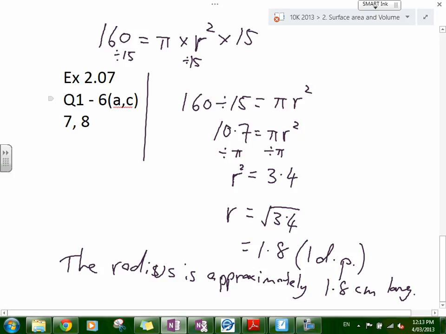So exercise 2.07, question 1 to 6, just part A and part C, and then questions 7 and 8. Alright, you should have plenty of time to do this.